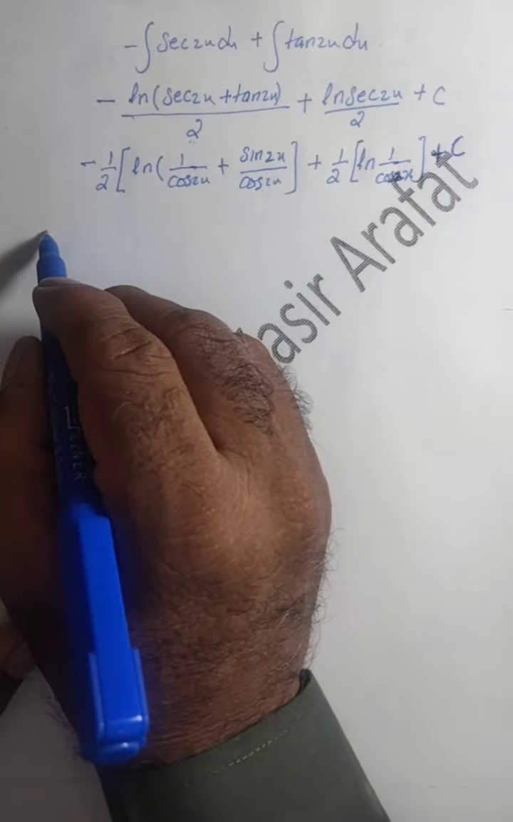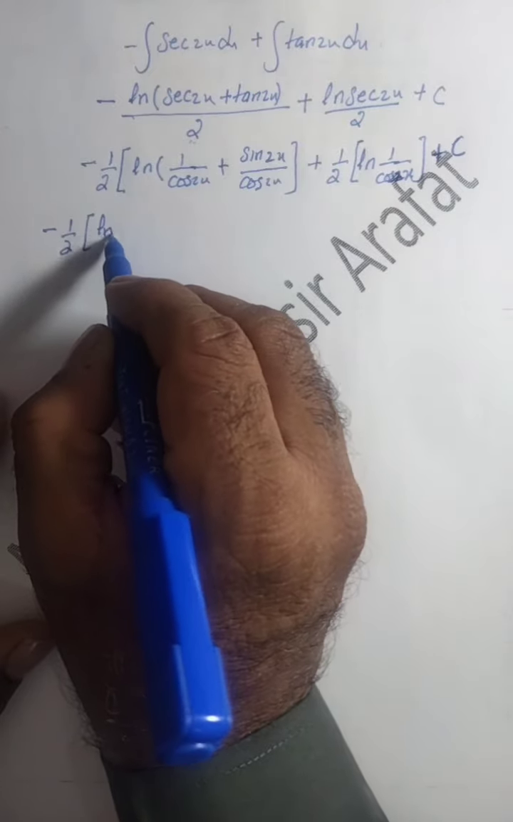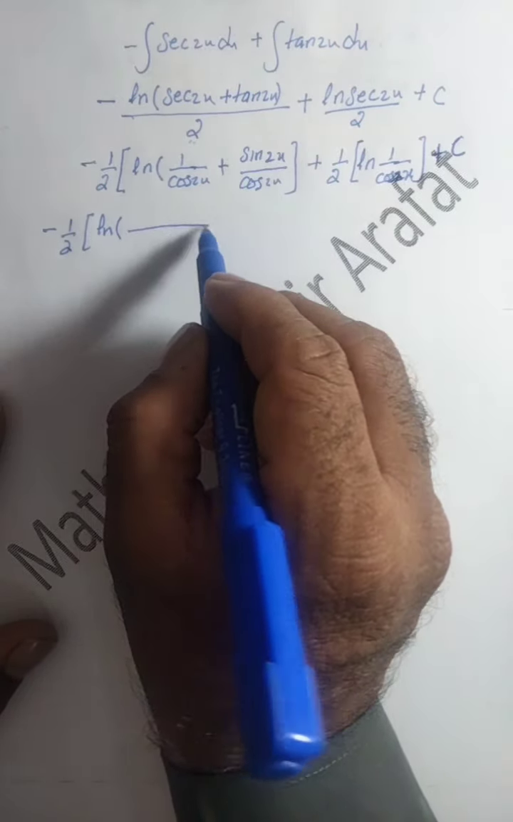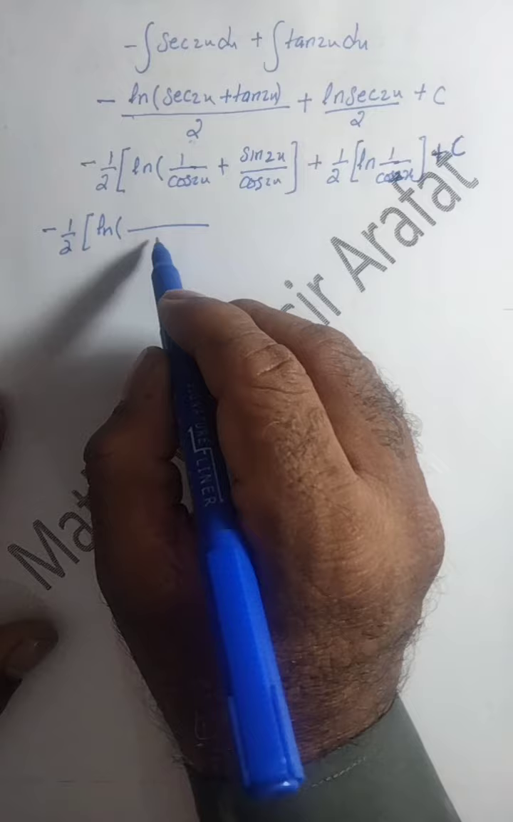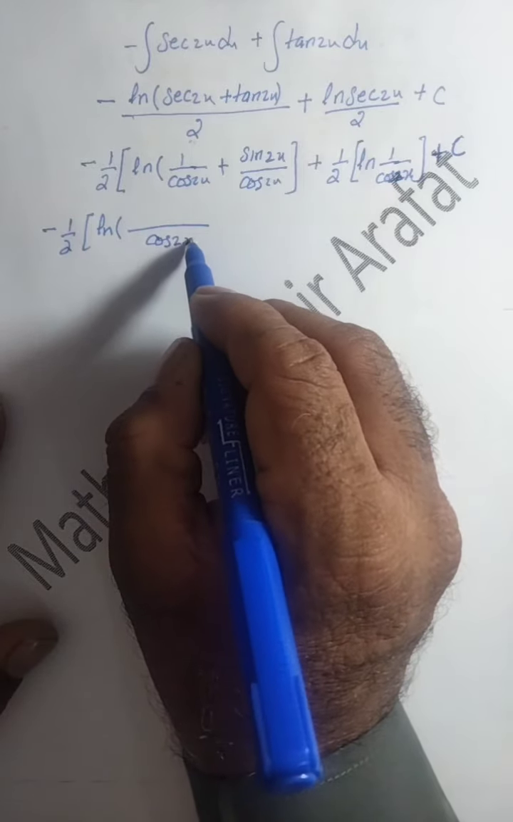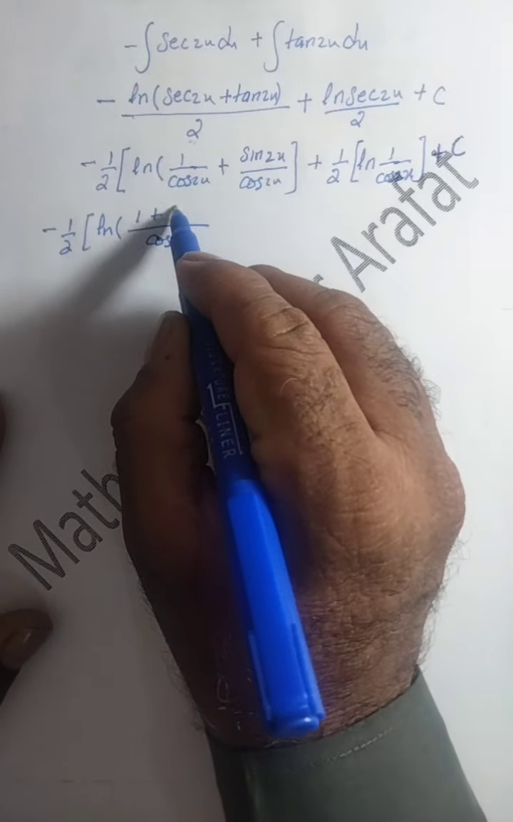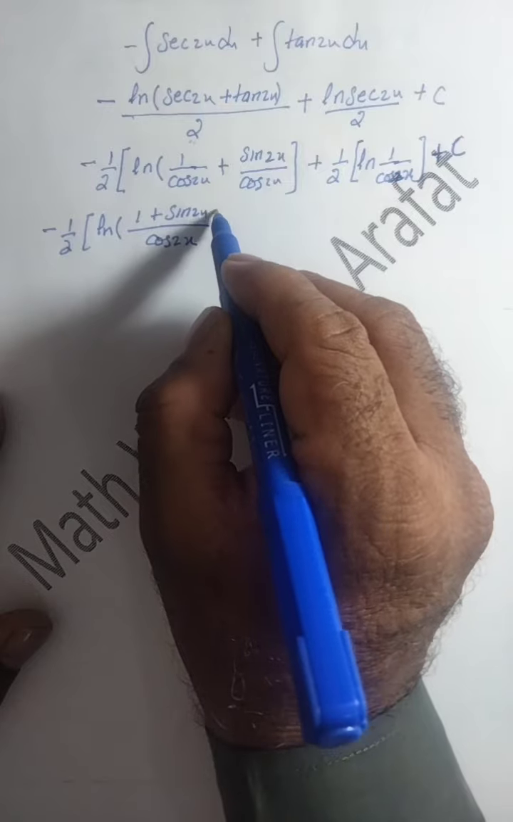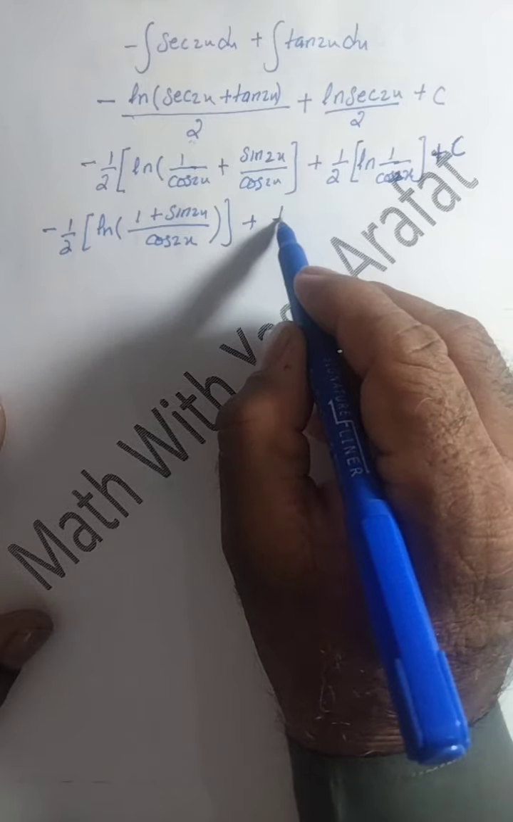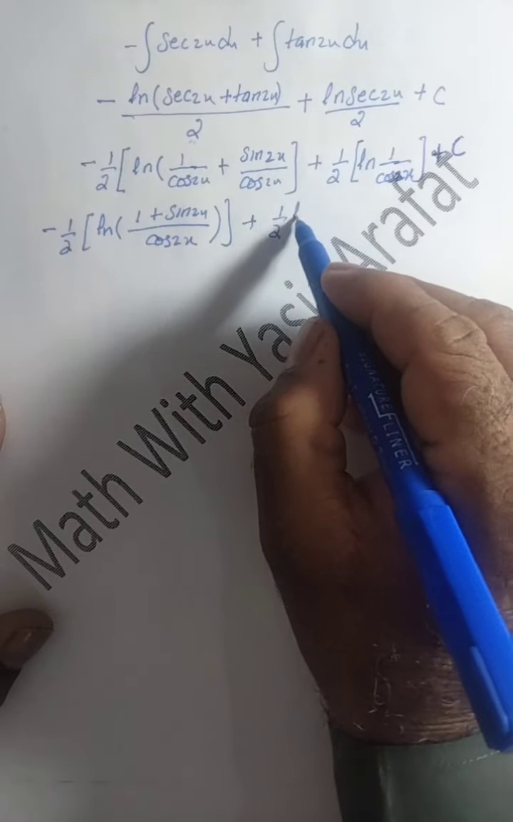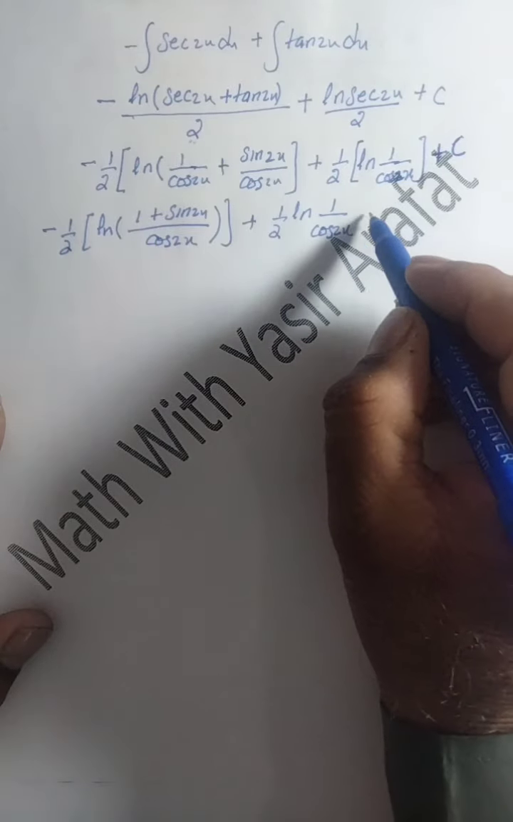So just take out the LCM here. This is minus 1 upon 2 ln, take out the LCM. So this is cos 2x, 1 plus sin 2x. Just take out the LCM here, and this is 1 upon 2 ln 1 over cos 2x and plus c.